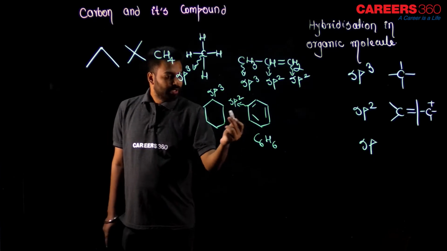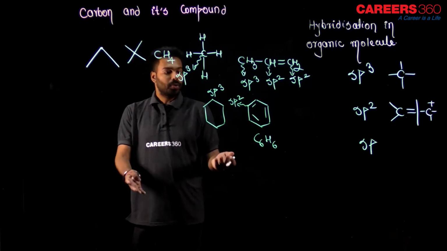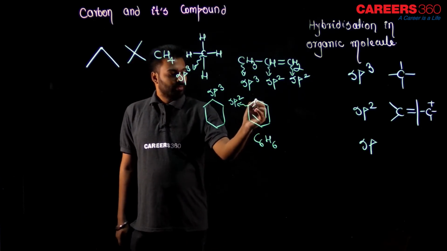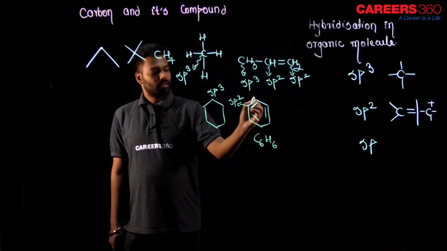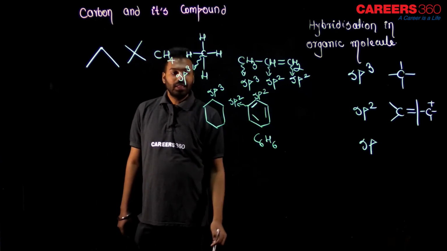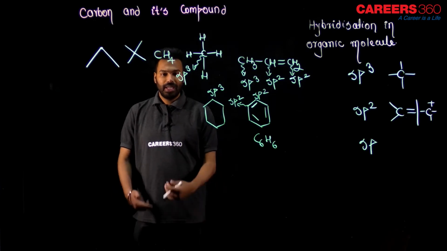See, these are two different structures. This is called benzene, this is cyclohexane. Don't think both are the same; they are not. Check this carbon. This is a double bonded carbon, yes or no? So this is also sp2. In fact, in the benzene molecule, all six carbon atoms are sp2 hybridized.